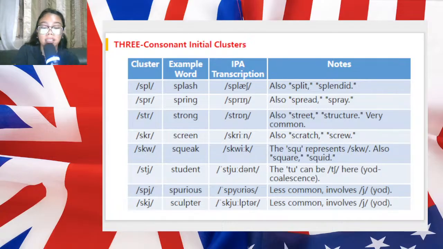Now let's look at some clusters that involve the letter Y sound. It's J in the IPA symbol, which can be a bit more subtle. First is STJ, as in student. The note here mentions yod coalescence. What that means in simple terms is that sometimes, especially in American English, when the T sound is followed by a Y sound, they can merge to create a Ch sound.